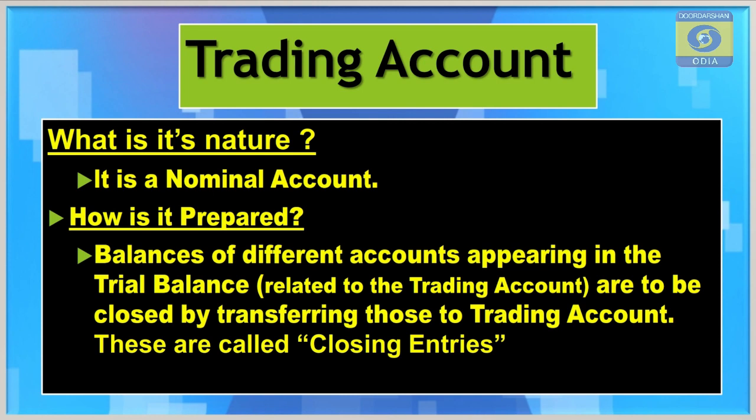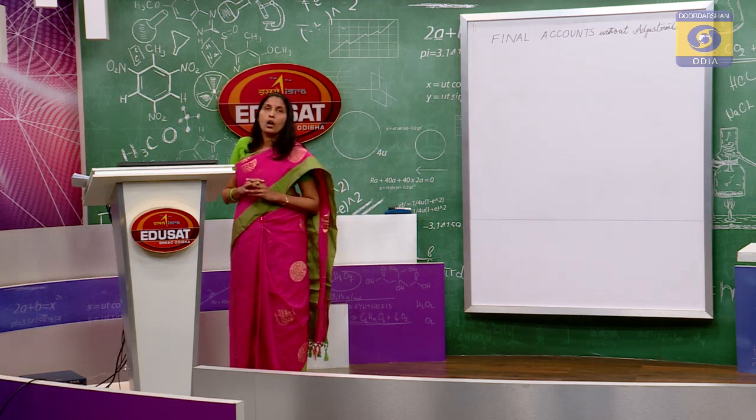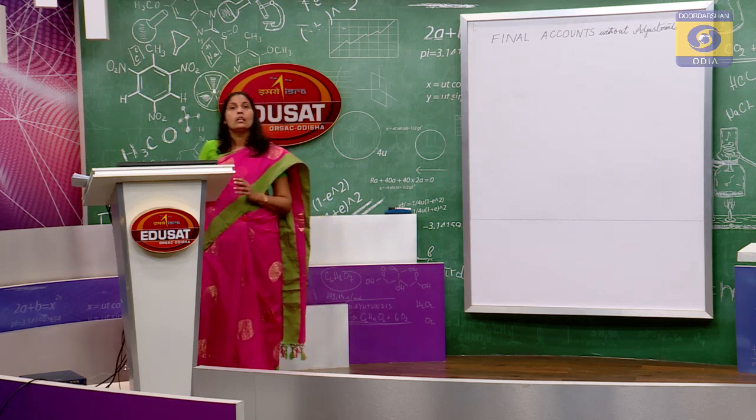How do we prepare this trading account? Now the question comes, you all must remember that you had prepared a trial balance. A trial balance is basically the list of the balances of the various accounts. So how do we prepare them? The balances of different accounts which appear in the trial balance related to the trading account are to be closed by transferring them to the trading account, and such entries are called closing entries. So we pass certain entries to close those accounts, some nominal accounts which relate to the trading account.